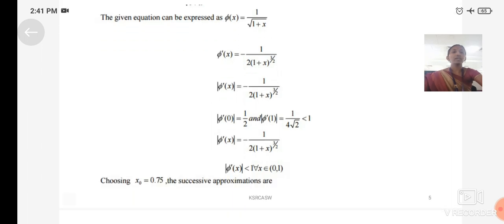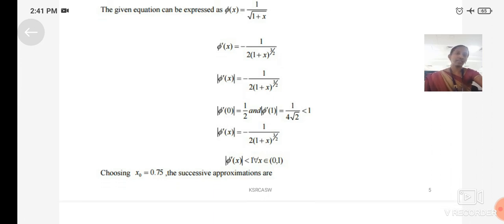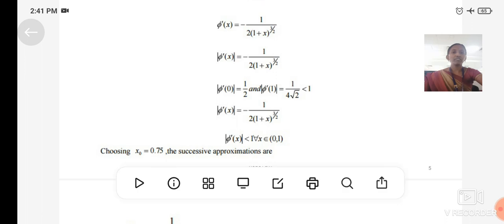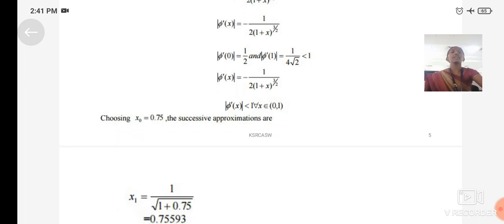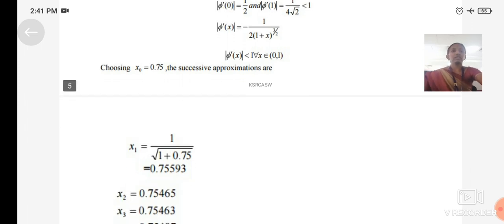Then we apply the interval points x equal to 0 and x equal to 1 in modulus of phi dash of x. When we apply x equal to 0, we get modulus of phi dash of 0 equal to 1 by 2. Then applying x equal to 1, we get modulus of phi dash of 1 equal to 1 by 4 into square root of 2. It is less than 1. So we verified that modulus of phi dash of x is less than 1. The interval lies between 0 and 1.